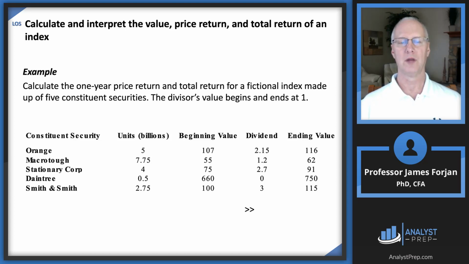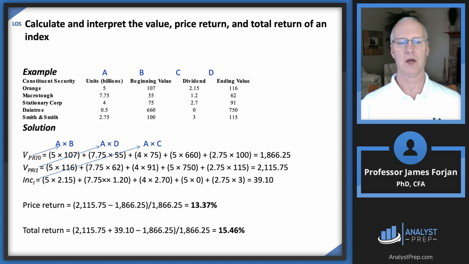And so the question then becomes, how can we compute the value of an index? How can we compute the return based on the price return or based on the total return? All right, so what we need to do first is figure out the beginning values. So all we're going to do is multiply the units by the beginning value. Let's just do a couple here. That's 5 times the 107, and then 7.75 times the 55. And we'll just do that all the way down column A and B.